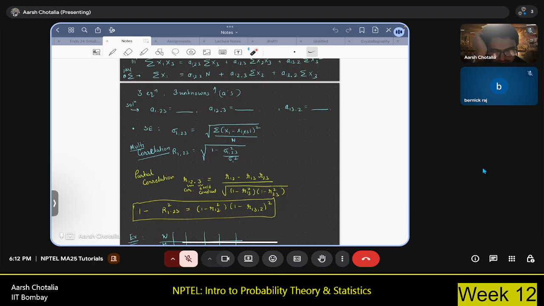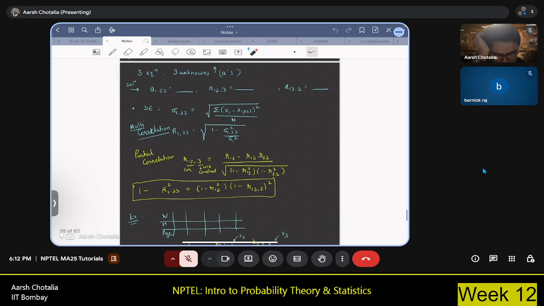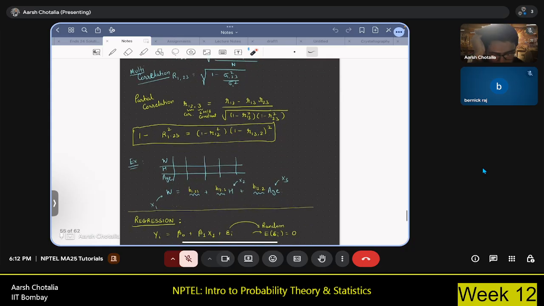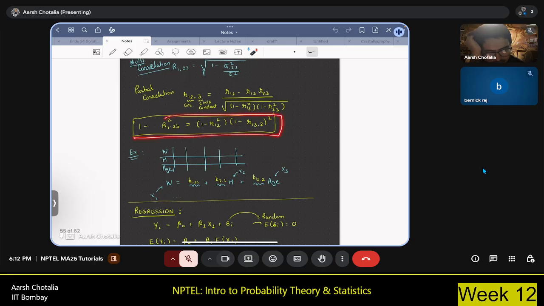And the multiple correlation is given by this formula: square root of 1 minus this standard deviation divided by sigma 1 square. All right. And then we have the relation that this multiple correlation or partial correlation between 1 and 2, given that 3 is held fixed, is a combination of R12, R13 and R23, where these are pairwise correlations. And then you can derive this formula by combining these two.